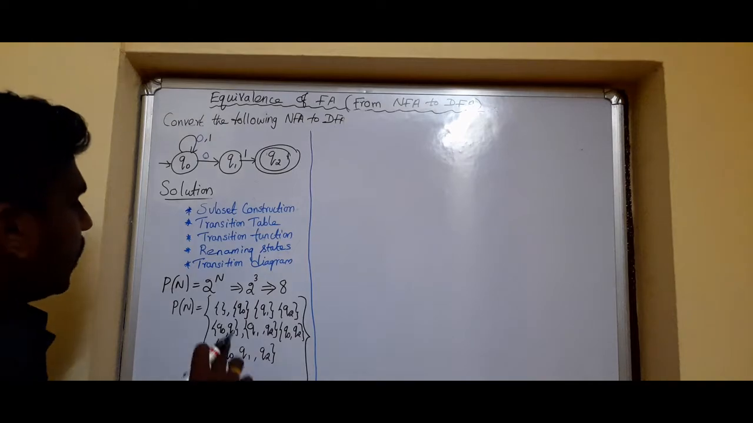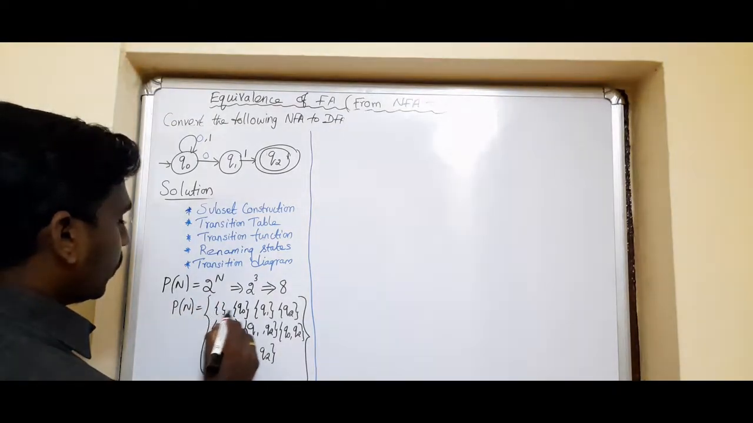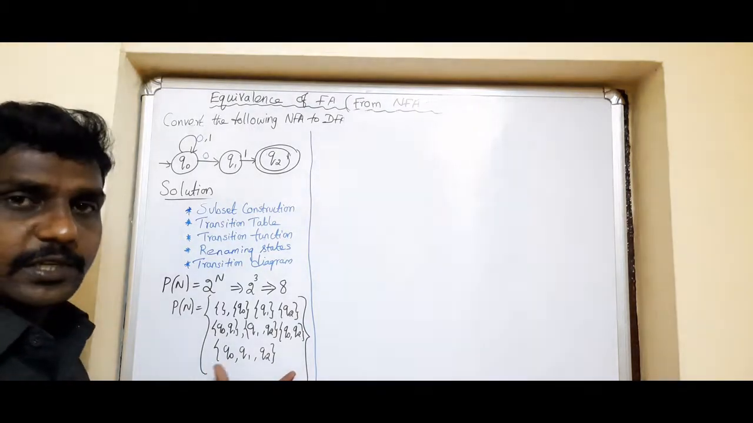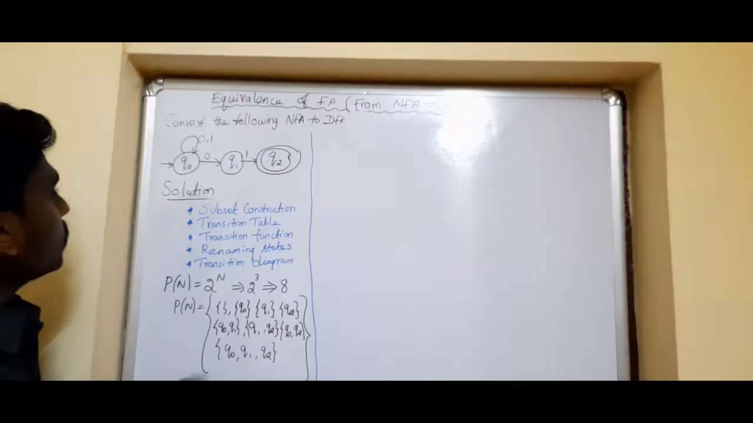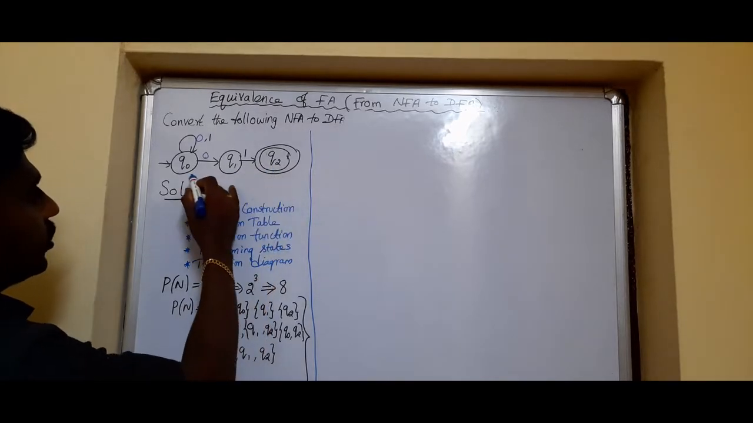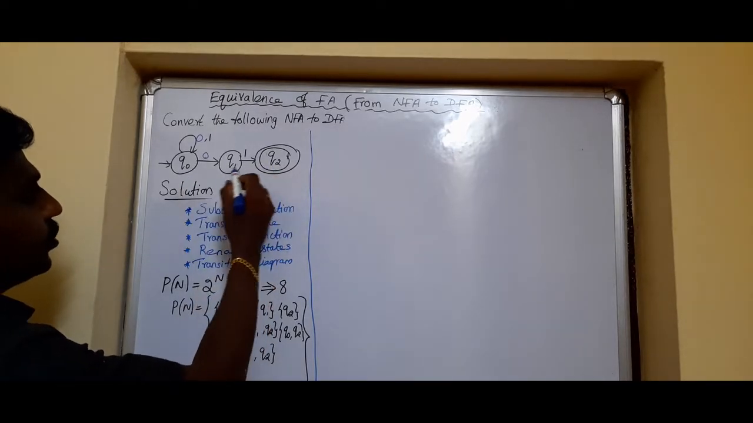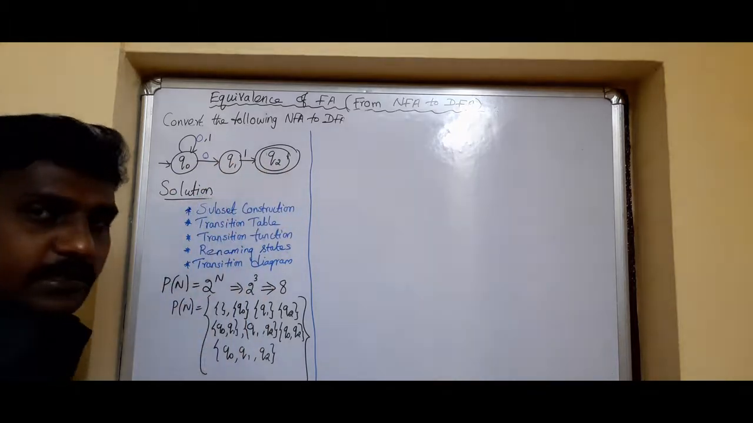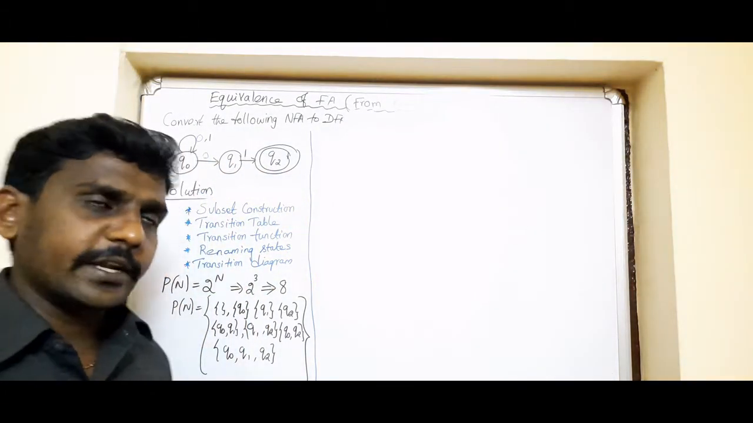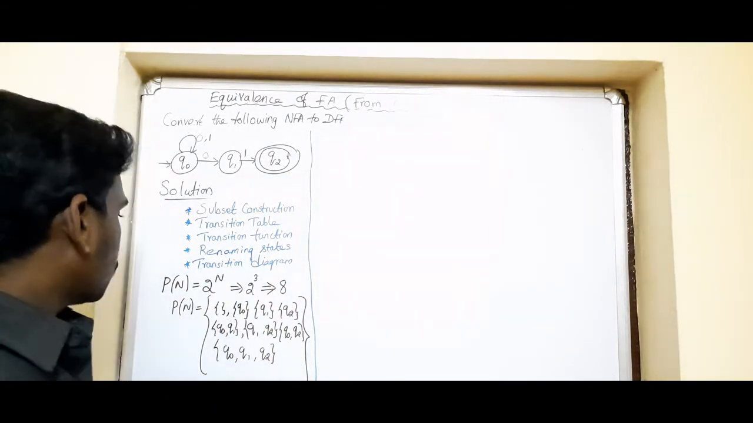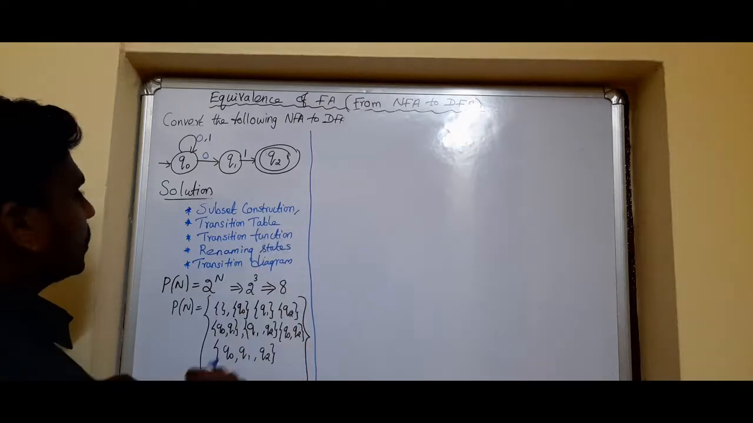So how many sets do I have? 8 subsets. See, 1, 2, 3, 4, 5, 6, 7, 8. How did I derive the 8 subsets? Q0, Q1, Q2 alone, then Q0 Q1, Q0 Q2, Q1 Q2, then Q0 Q1 Q2, and the empty set. If there were one more state, I would get 16 subsets. So the first step, subset construction, is over.